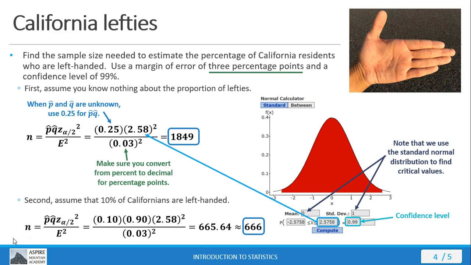So again, notice the stark difference in our sample sizes that we need to perform our estimate just from knowing what the actual probability of success is going to be. So it really pays to have that information because then you don't have to sample quite so much.